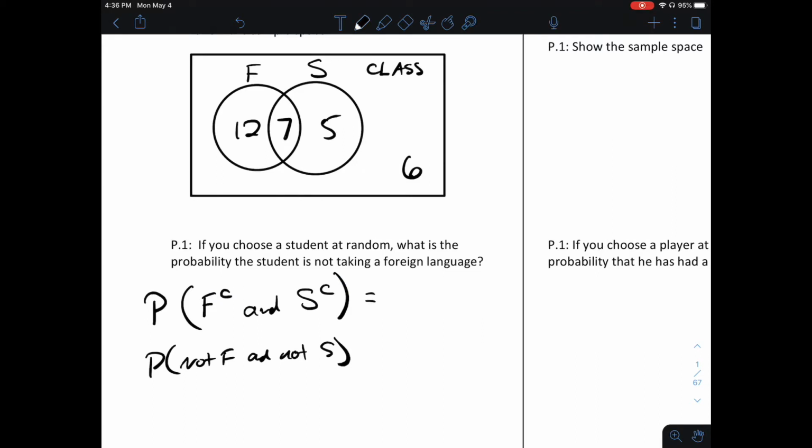So how many students aren't taking either? There are 6. How many students are there total? There are 30. So the probability is 1 out of 5, 20%, 20 out of 100. 0.2, you can say it in lots of ways.